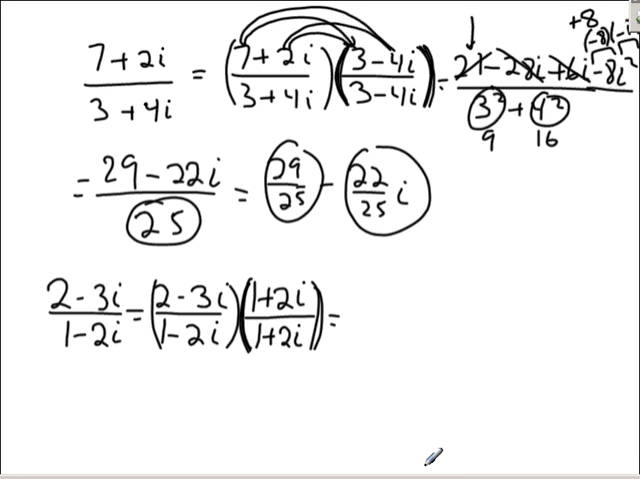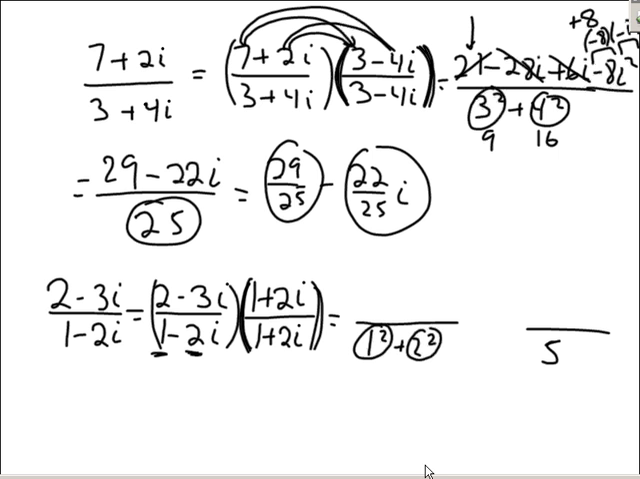So for the bottom, it's routine. It's 1 squared plus 2 squared. I think that's 5. 1 plus 4. That sounds like 5 to me.